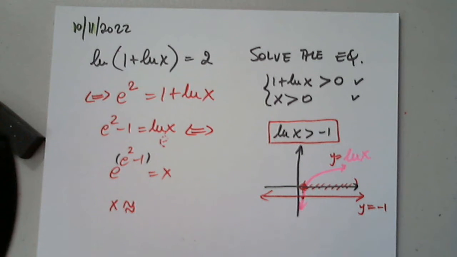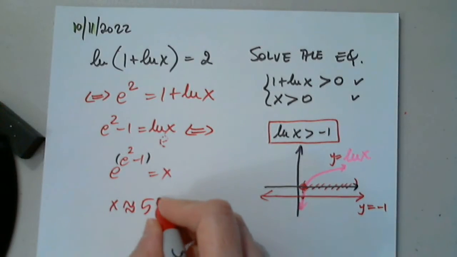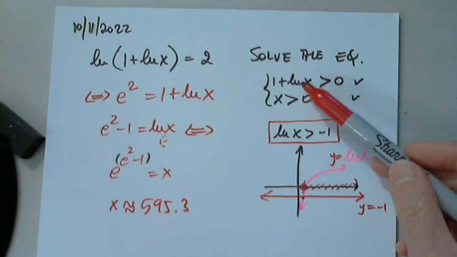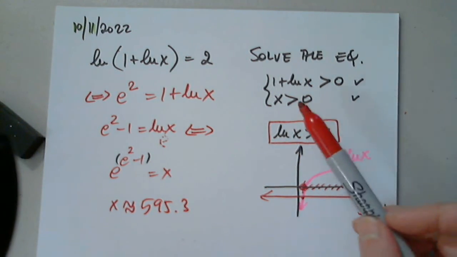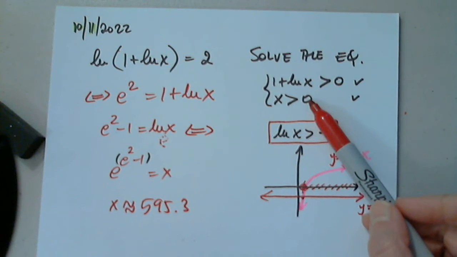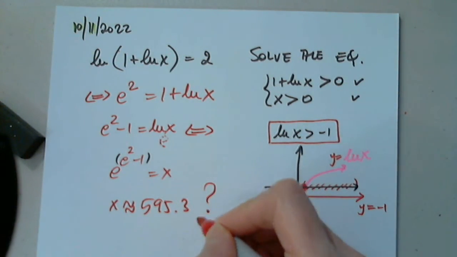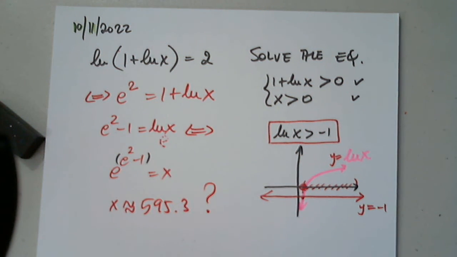-1 for sure, but we need more than that, right? So it's 595.3. And I have no doubt that natural log of 595 plus 1 is definitely positive. And of course, this is definitely positive. Now, you can say, how do I check this? Is this true? Yes, it is.